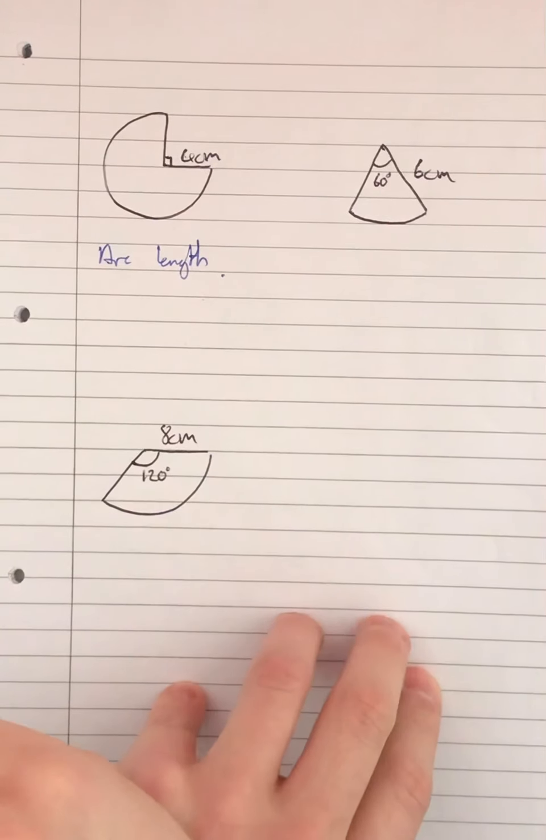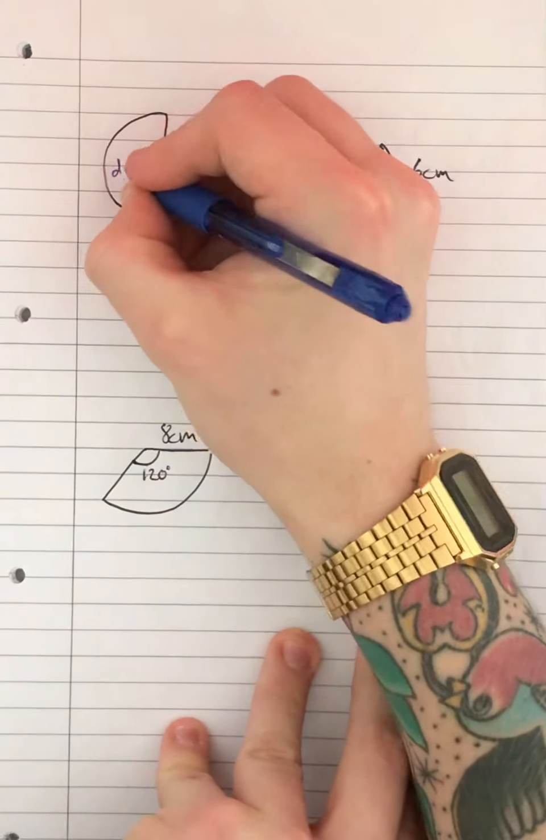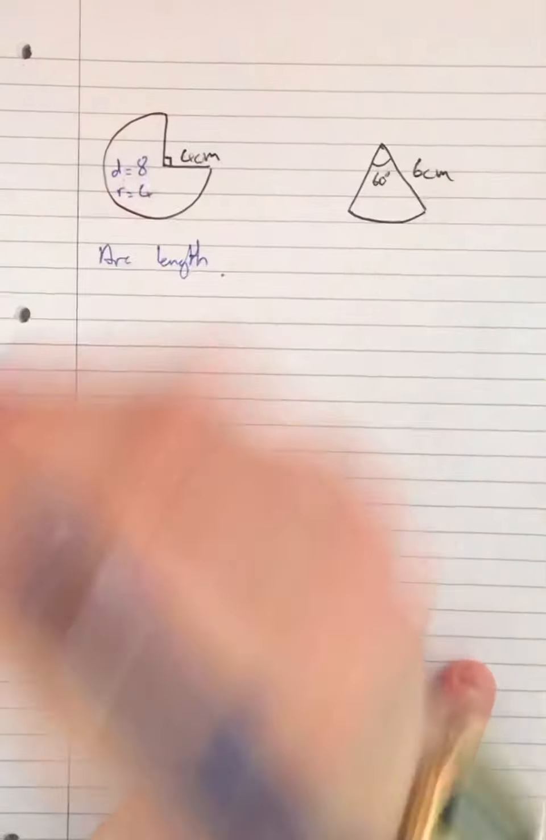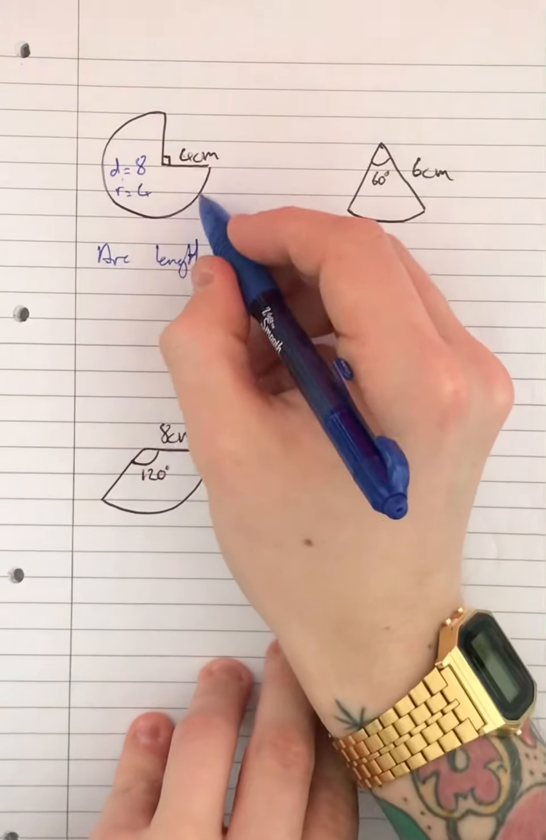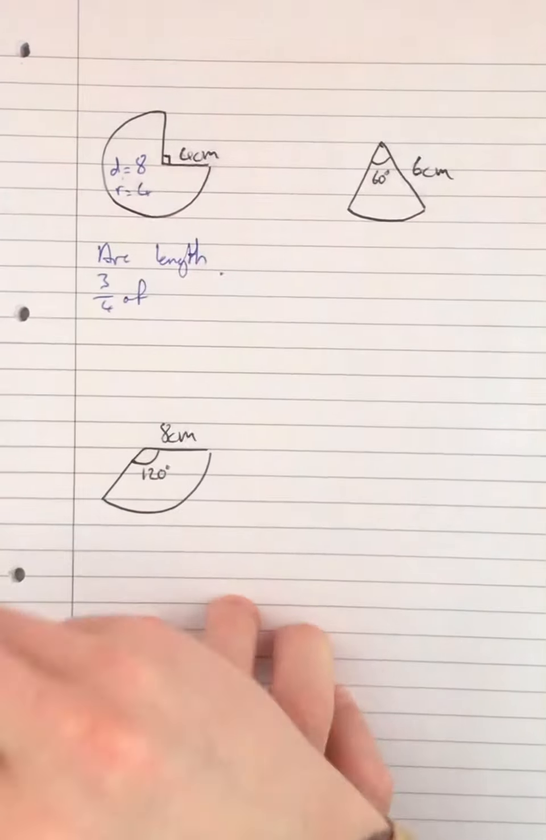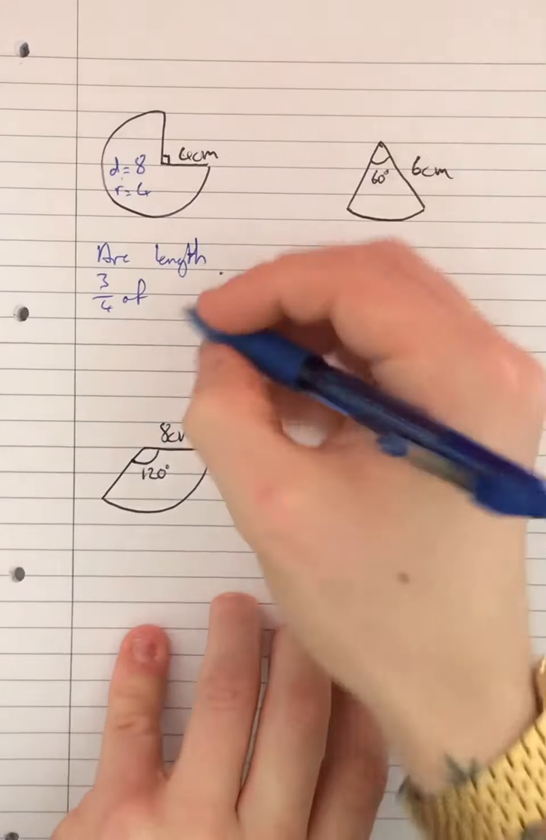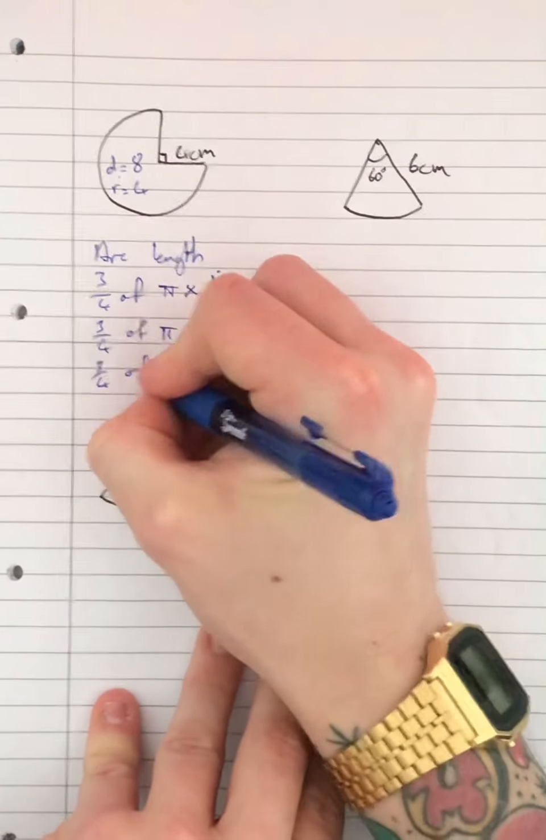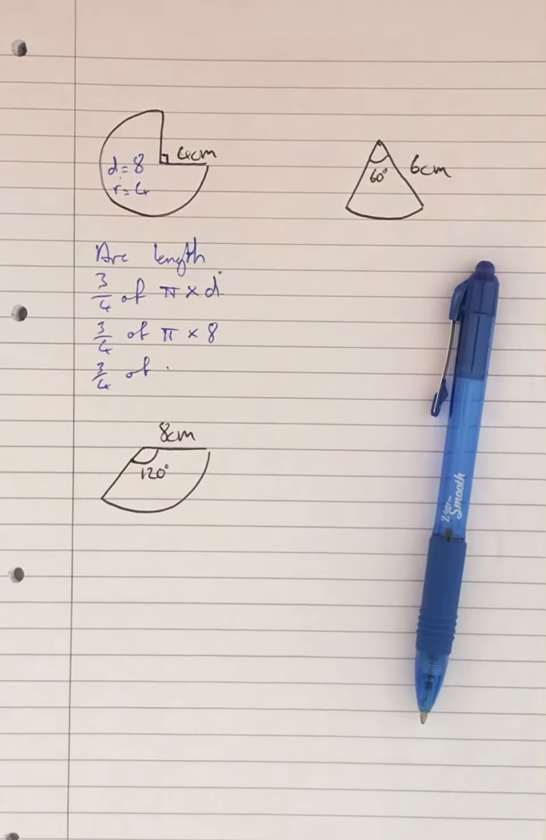Okay, so first step, writing down what our radius and diameter are. Our radius is 4, so our diameter must be 8. Our arc length is going to be the fraction of the circle we've got, of the whole circumference, which is pi times diameter. So we're going to have to work out 3/4 of pi times 8, which is 25.1.